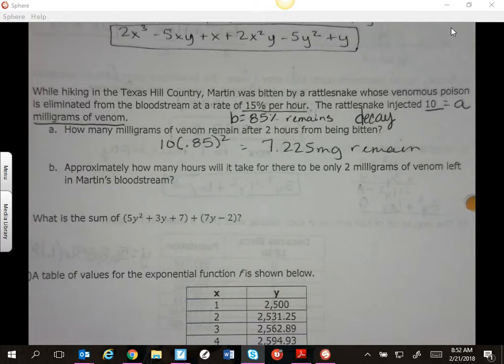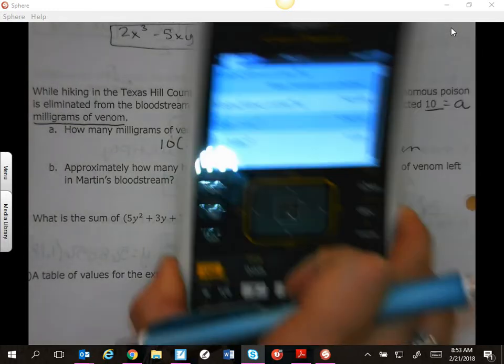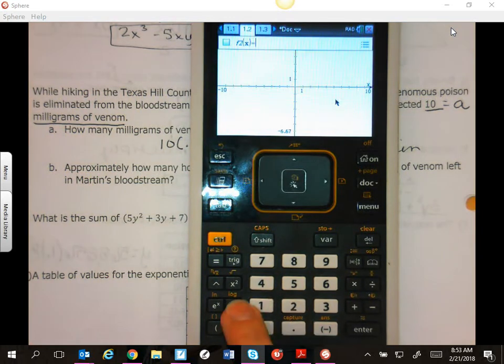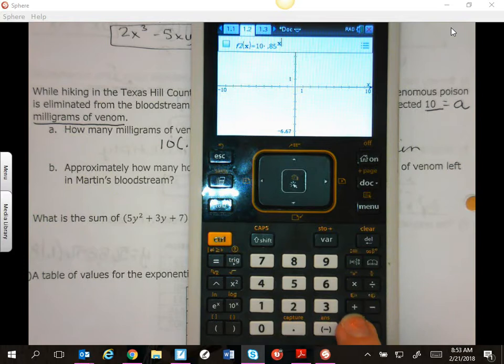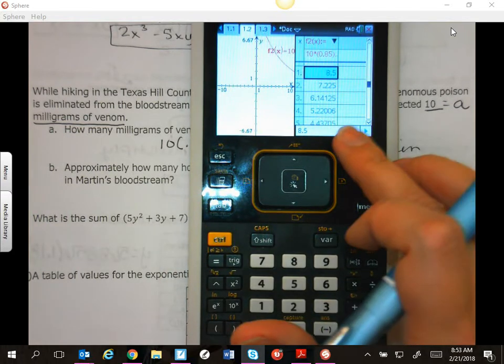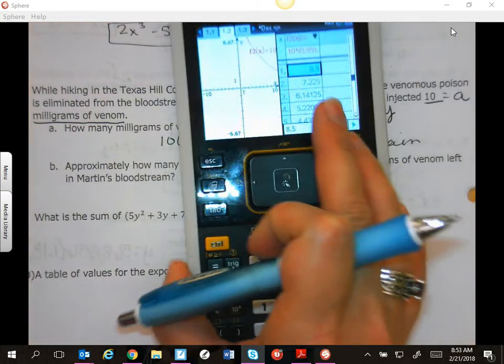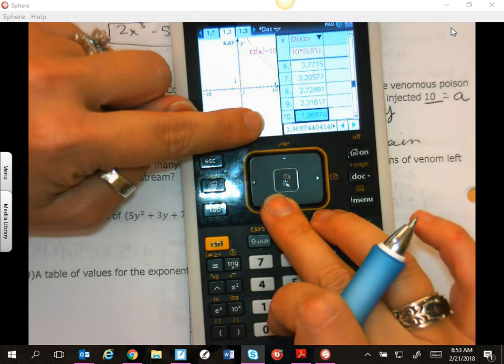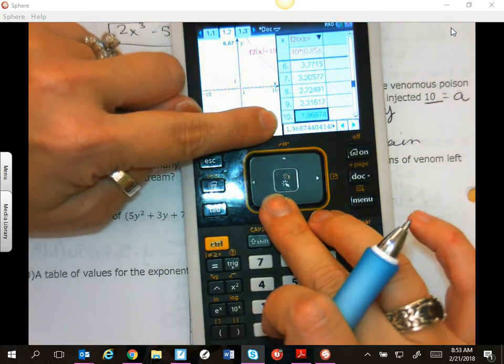And then how many hours will it take for there to be only 2 milligrams of venom left? So I would suggest that you make a graph of this. Now, that's not going to help you unless you have the correct equation. And I'm going to go to the table, and I'm looking for 2 milligrams left. I'm going down, down, down. That's not quite 2, so in between 9 and 10 hours.